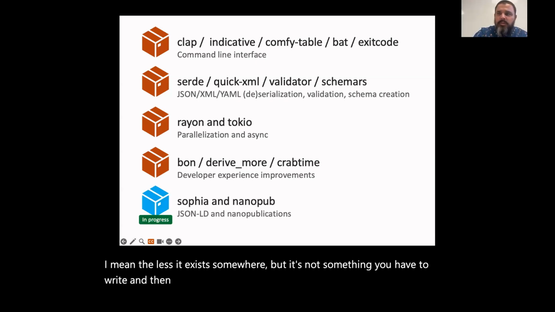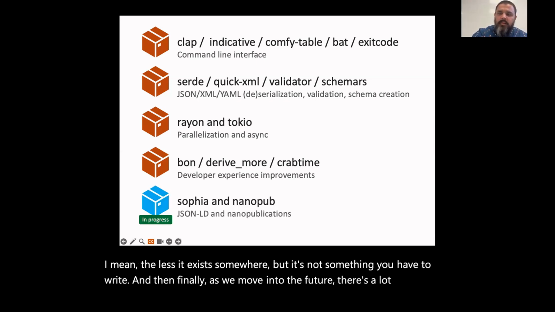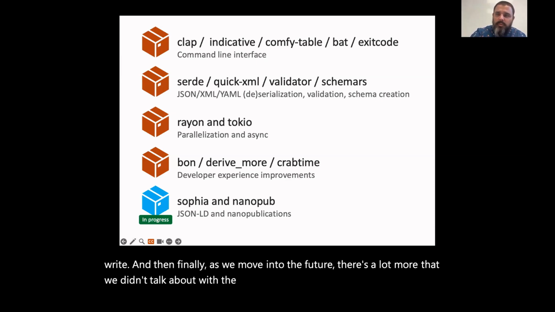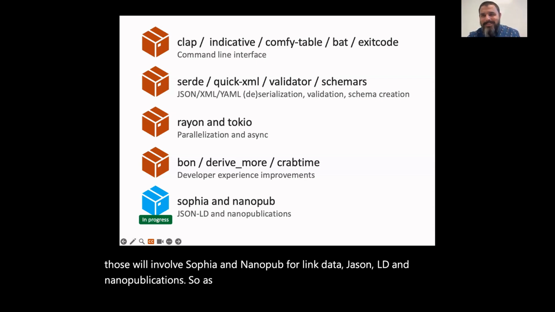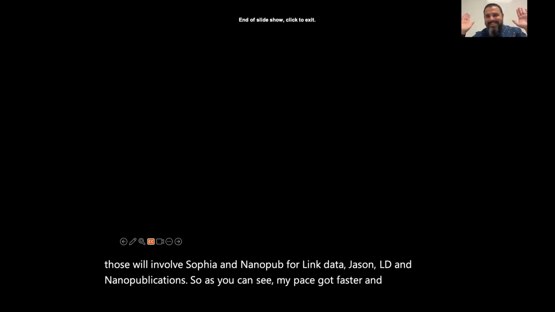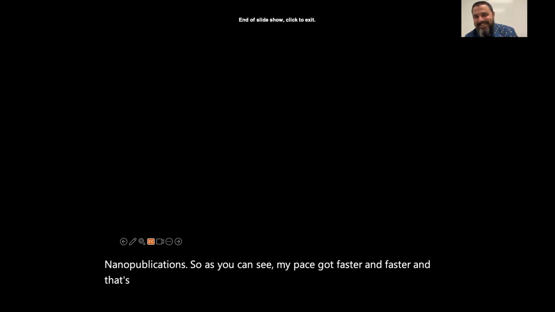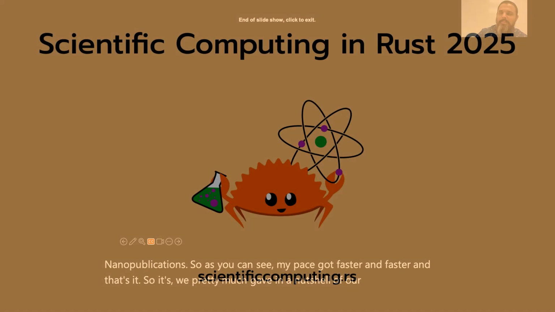And then finally, as we move into the future, there's a lot more that we didn't talk about with the research goals and the broader purpose, but those will involve Sophia and NanoPub for linked data, JSON-LD, and nanopublications. So as you can see, my pace got faster and faster, and that's it. So we pretty much gave in a nutshell our project and where we're at. I appreciate your time.